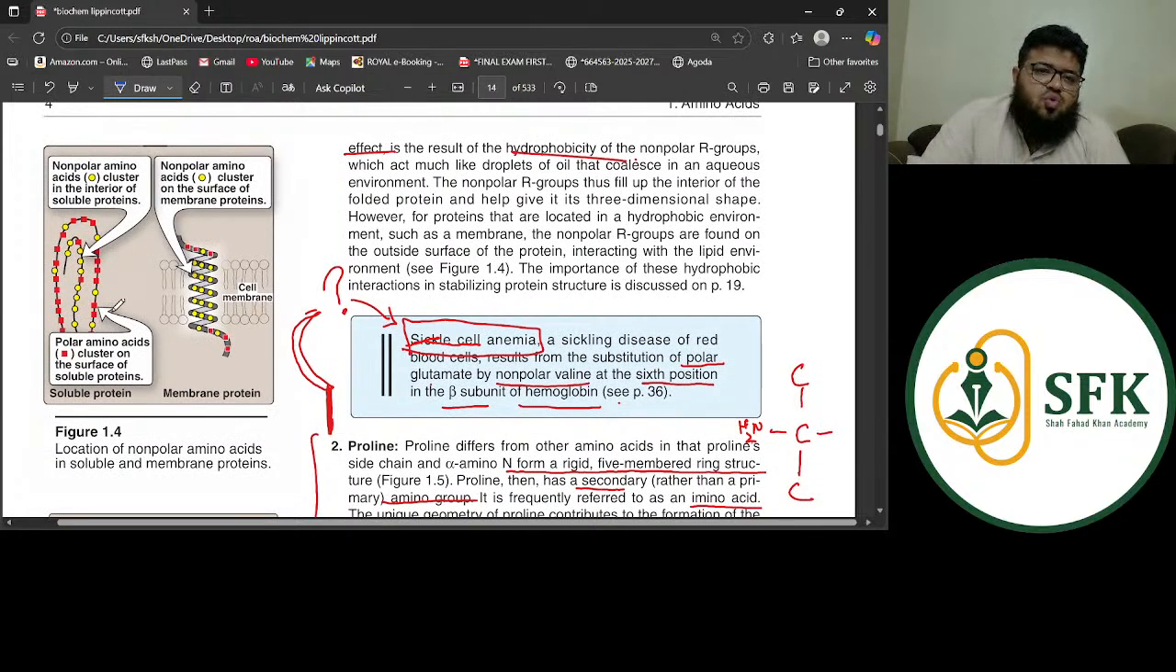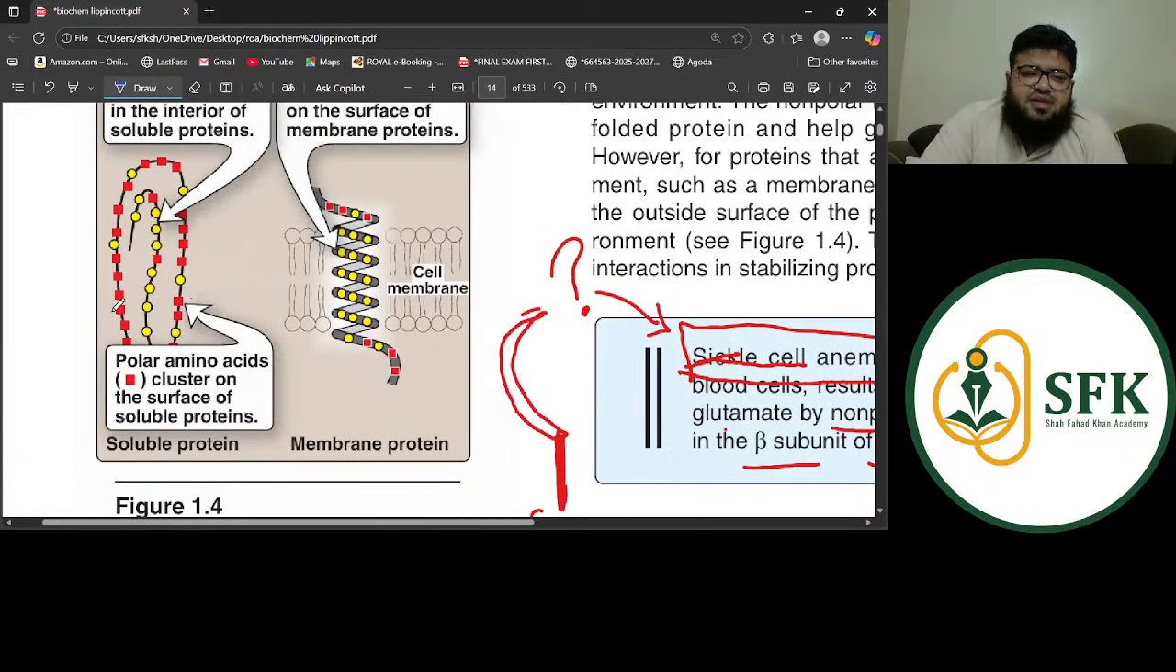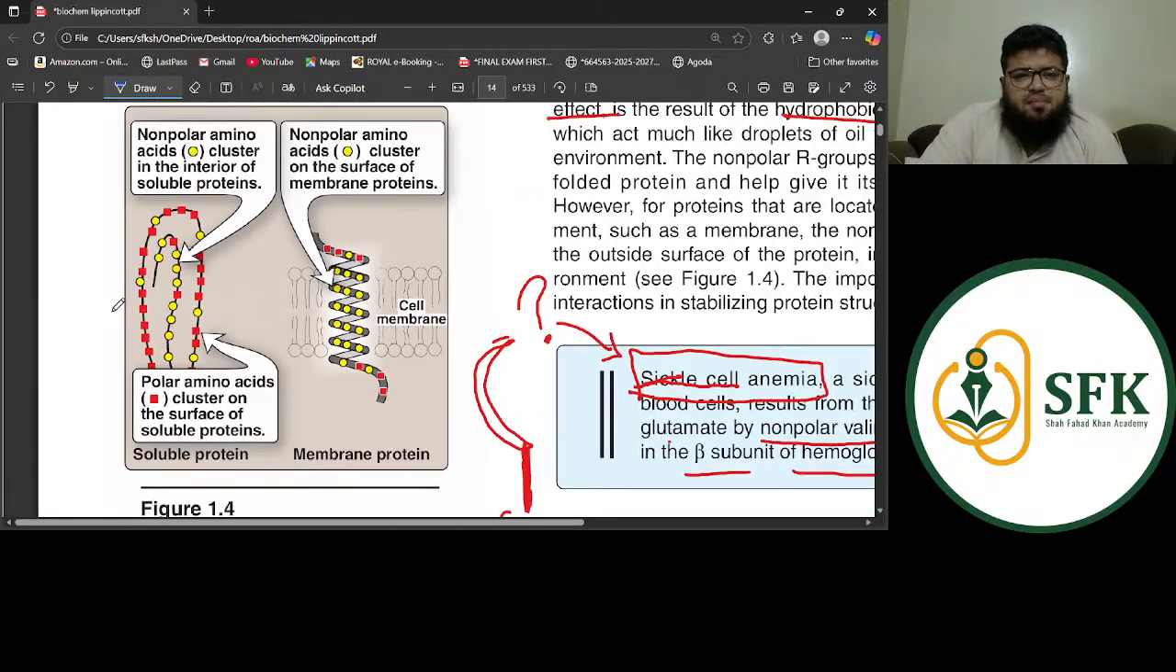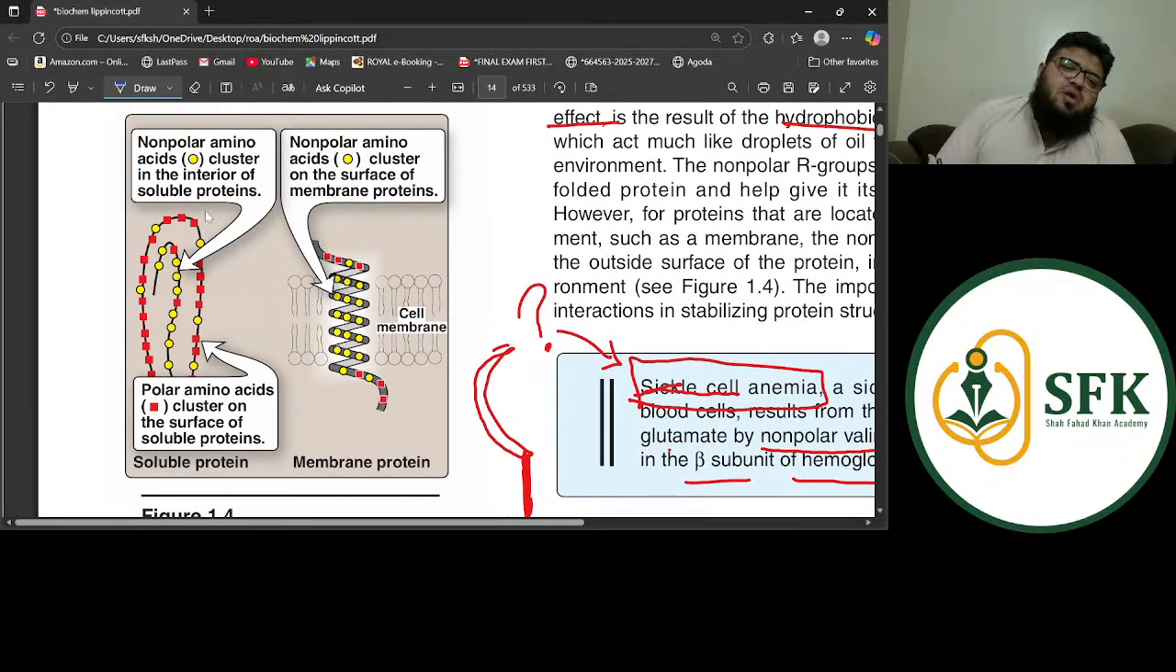So why are polar and non-polar amino acids important? They are important because the polar amino acids dissolve in water. Non-polar ones can dissolve within the membranes, because you know that the phospholipid bilayer is a non-polar membrane. On the inside, all the non-polar chains are present right over here. So the non-polar amino acids can dissolve in this non-polar region, making it stable for the protein to stay within the membrane.